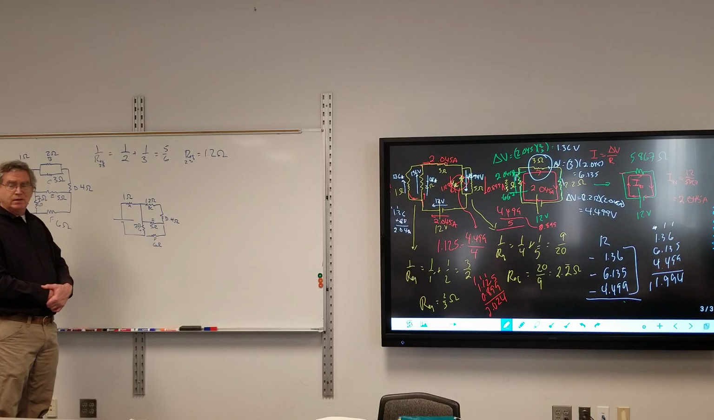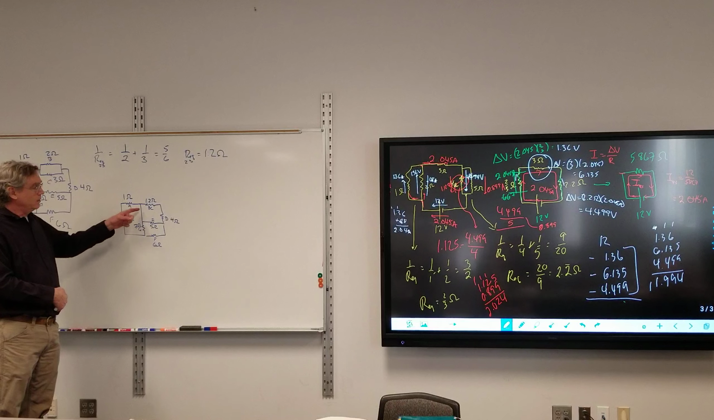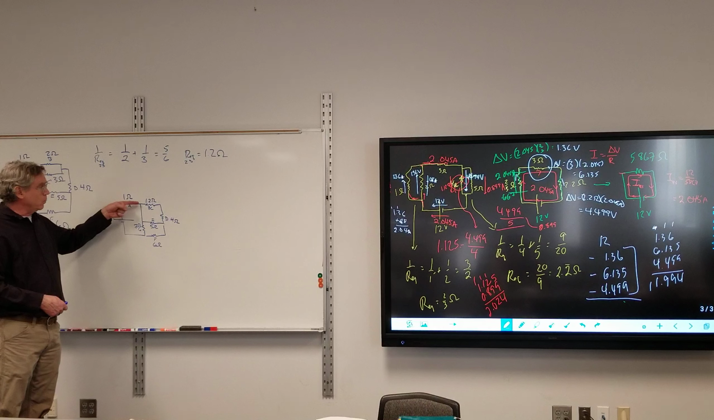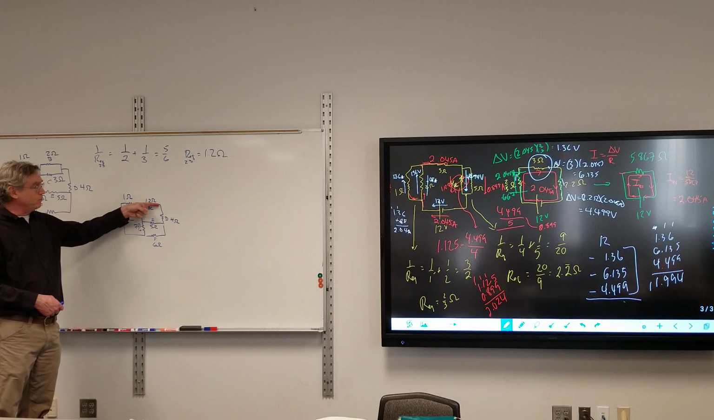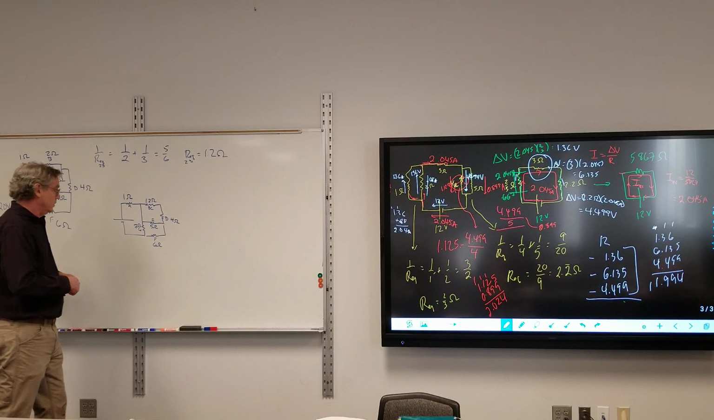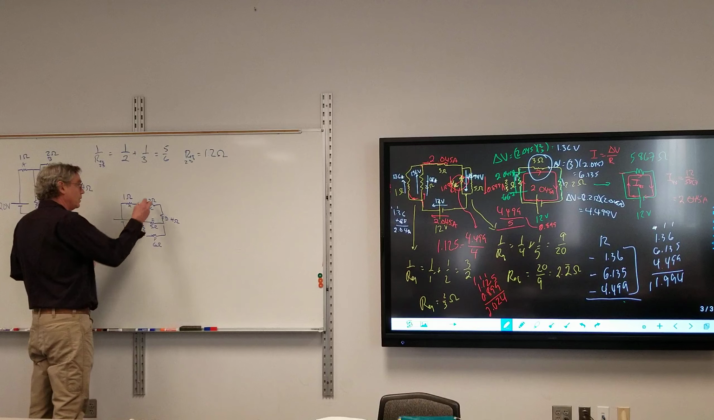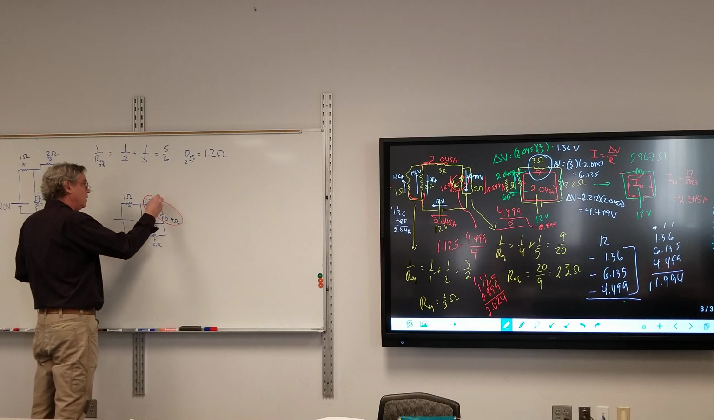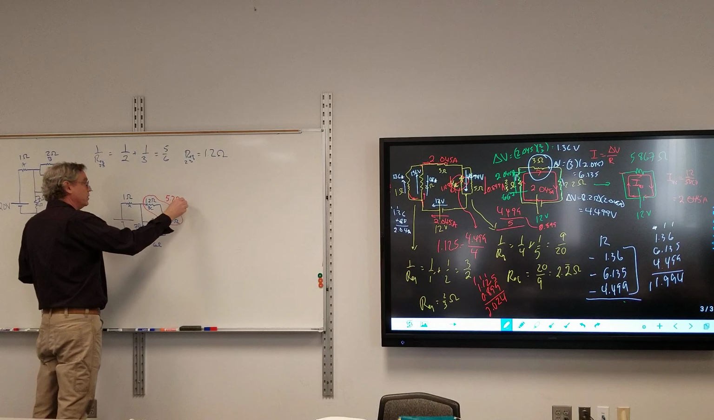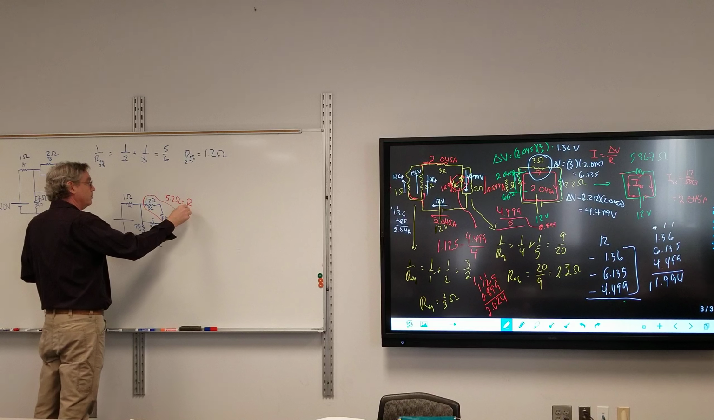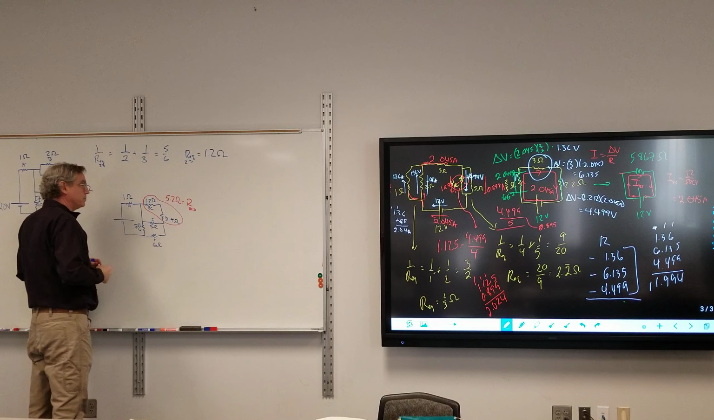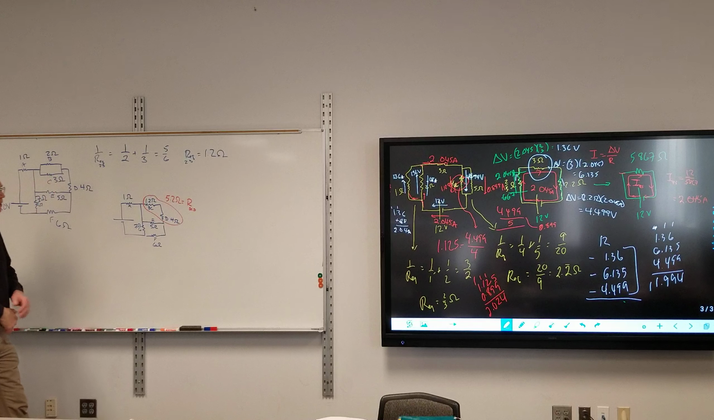Could we do the 1.2 ohms and the 4 ohms in series? Yeah, those are in series, because going across this, there's no place for the current to go other than across that. So those will combine. Since they're in series, 5.2 ohms is the resistance of B, C, D. Now what?